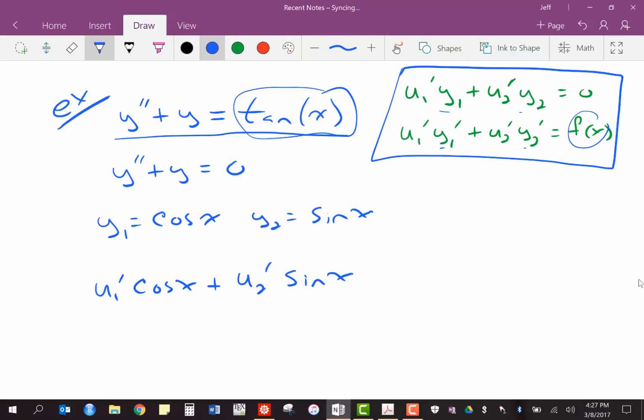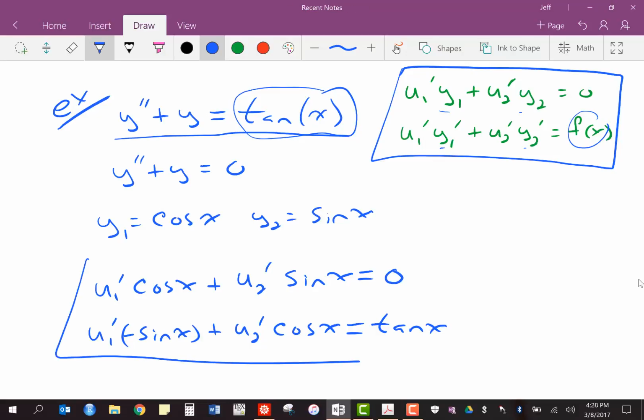And then the second equation is going to be u1 prime times y1 prime, which is the derivative of cosine. So that will be negative the sine of x, plus u2 prime times y2 prime, which is the derivative of sine. That is the cosine of x. I need this first equation to be equal to 0. I need the second equation to be equal to the tangent of x.